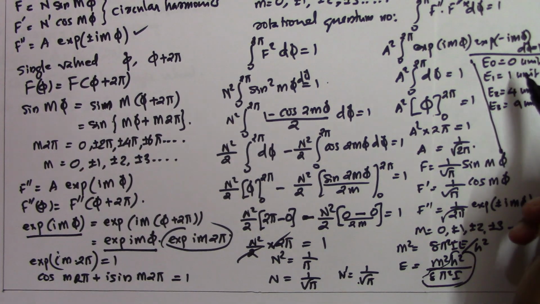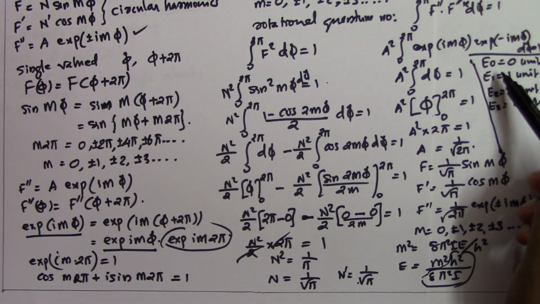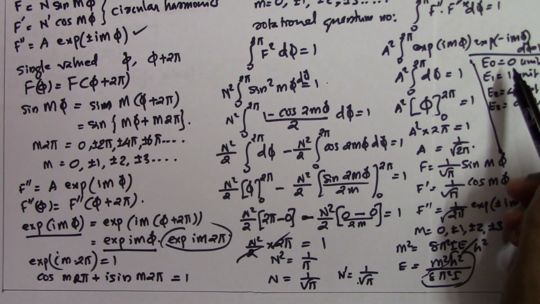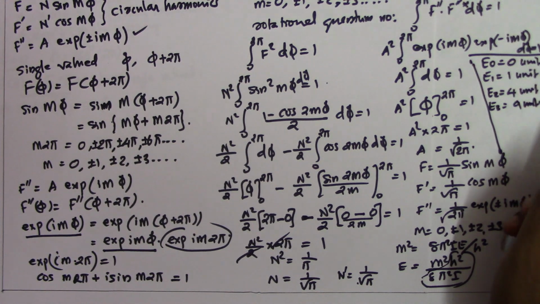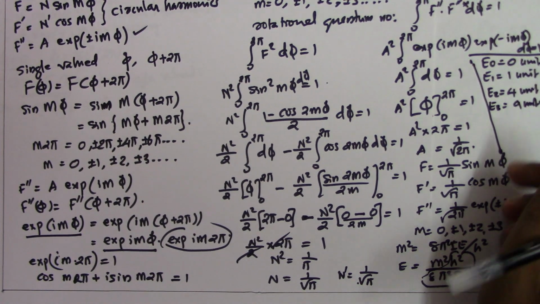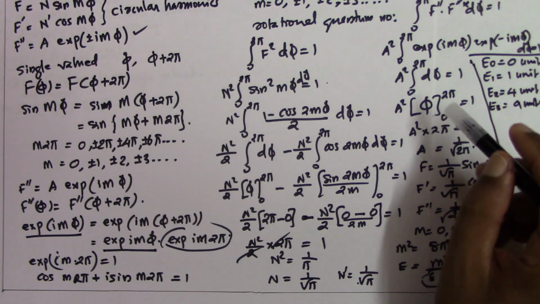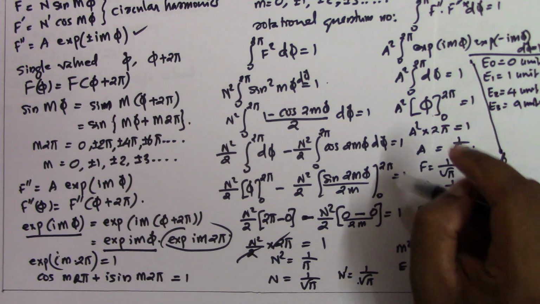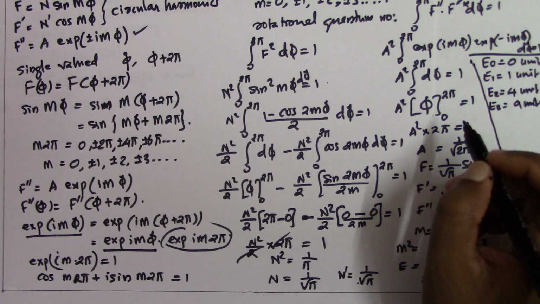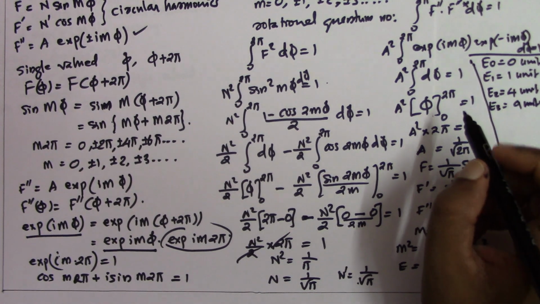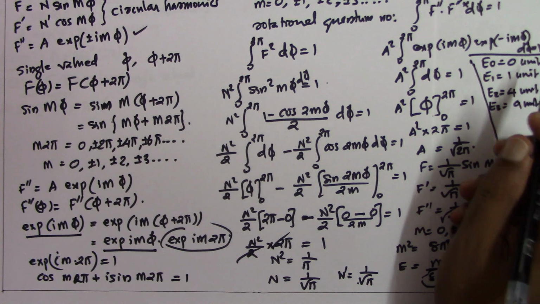So these are the allowed values of energy. When m is equal to 0, m is an allowed rotational quantum number, it has 0 unit of energy. It means that it has no kinetic energy at all. Actually, you have to remember that in this system potential energy is 0. What we are finding out as total energy is nothing but the kinetic energy. So kinetic energy is 0 means the particle is at rest.